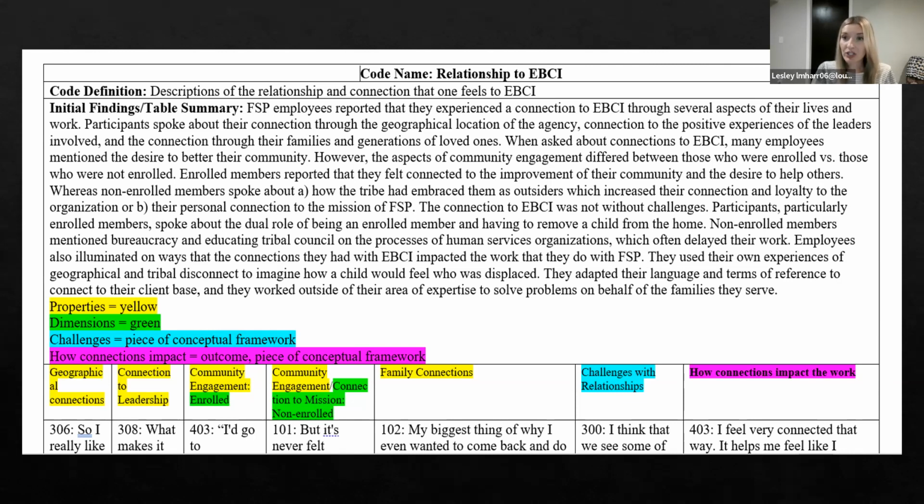So, on the reservation with families who are enrolled members of the Cherokee tribe, the Eastern Band of Cherokee Indians. One of our research questions, because this is an intervention study, is trying to understand how the relationship to EBCI and the connection one feels to the tribe and the organization impacts the work that they do with children and families who are in the child welfare system.